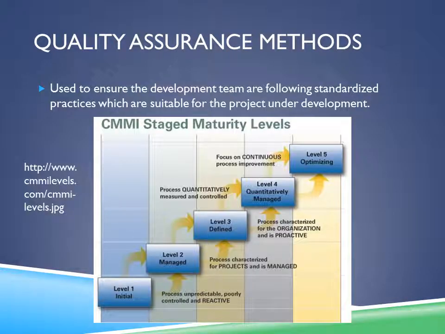Quality assurance methods. Quality assurance methods are used to ensure the development team are following standardized practices which are suitable for the project under development. A common assurance method is CMMI, and I have a CMMI graphic below, which shows the different levels of CMMI, which I talk about in another section. As you can see there, level 1 is initial, level 2 managed, level 3 defined, level 4 quantitatively managed, and level 5 optimizing. So it's clear that the CMMI process helps to assure quality, and is a very effective and common quality assurance method.